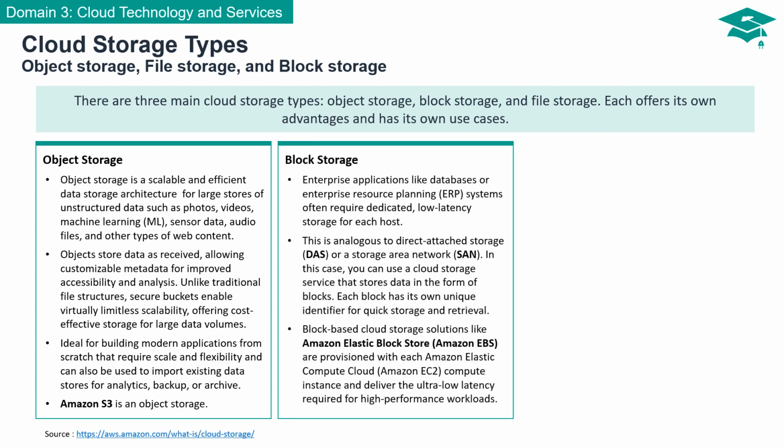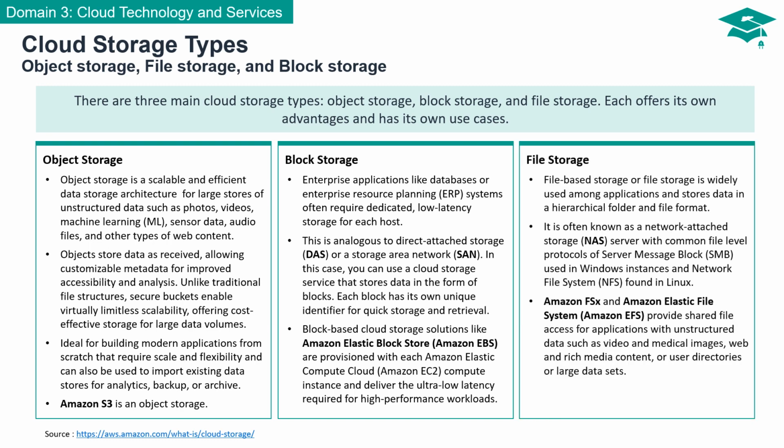Enterprise applications like database or ERP demand dedicated, low-latency storage, much like direct attached storage or a storage area network. Block storage stores data in the form of blocks, each with a unique identifier for swift storage and retrieval. Amazon Elastic Block Store, or EBS, is a block-based cloud storage solution.